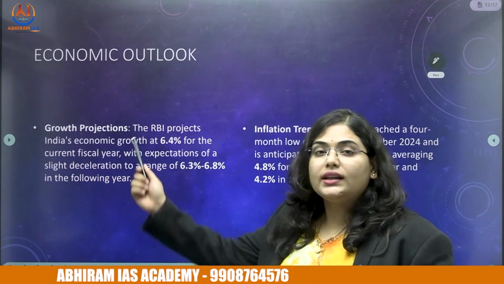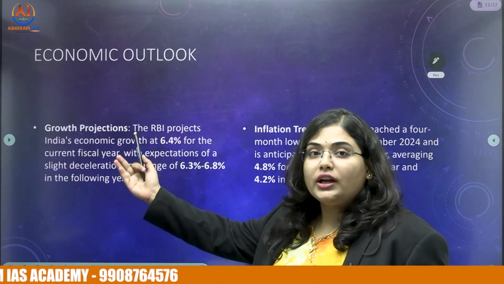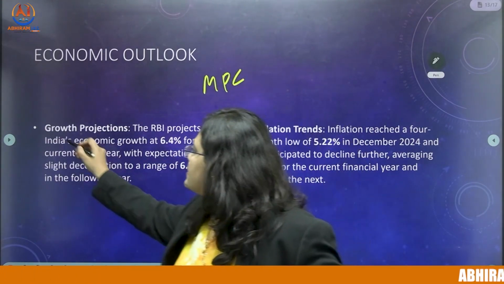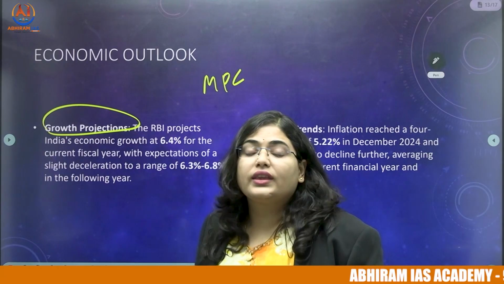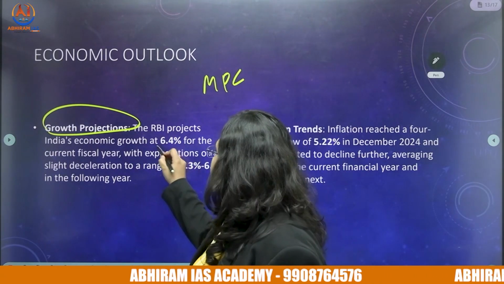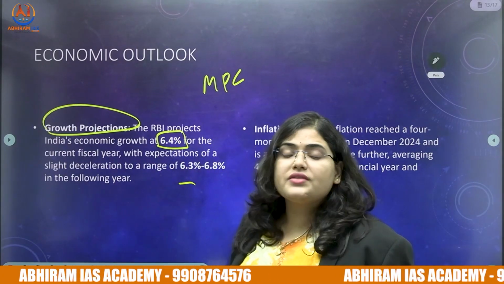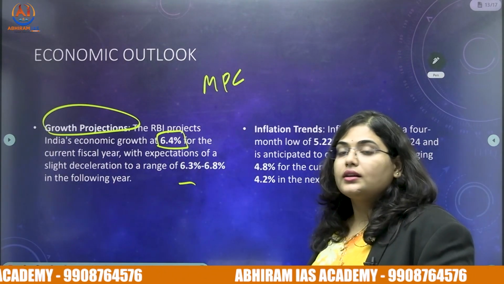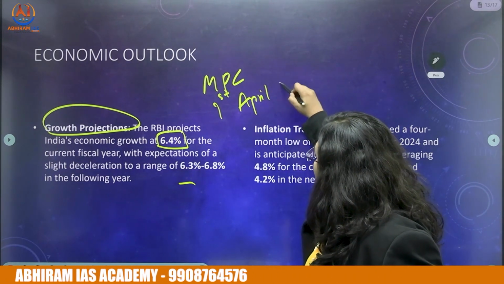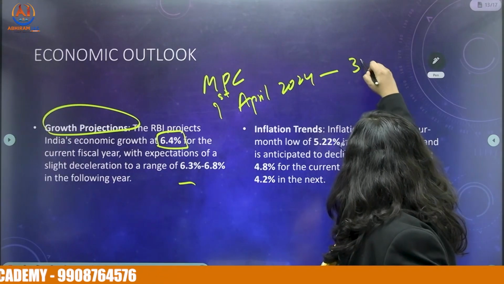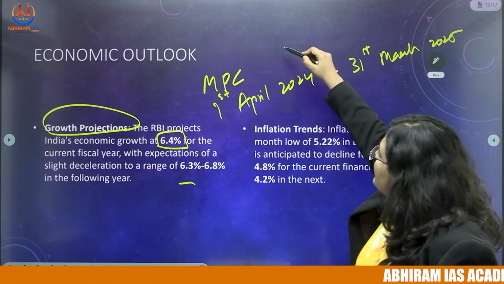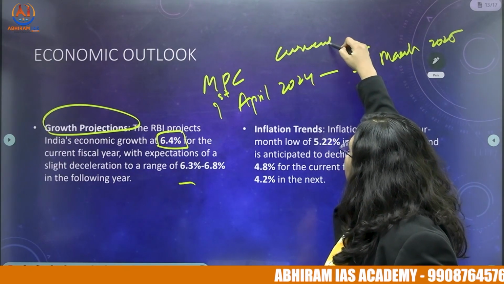So what are the other important projections by the MPC? Number one is the growth projection. They have projected the growth of this particular fiscal year as 6.4. So what is a fiscal year? Fiscal year means 1st April 2024 to 31st March 2025 is the current fiscal year.